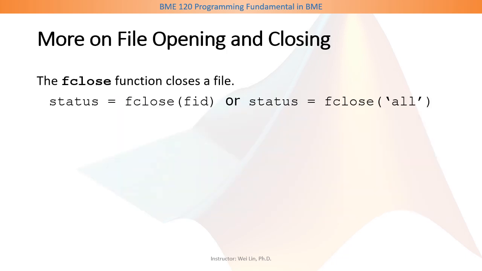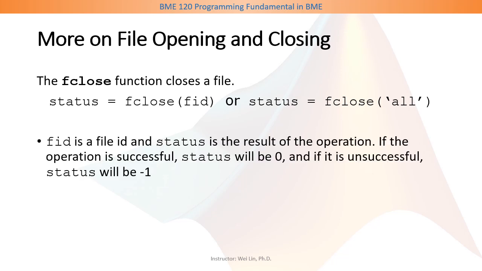Function fclose closes an open file. It requires the file ID as the input. Sometimes you can use a character vector as the input. In that case, it will close all open files. The function will return a status. If the status is 0, the operation is successful. Otherwise, it is unsuccessful, an error occurred.